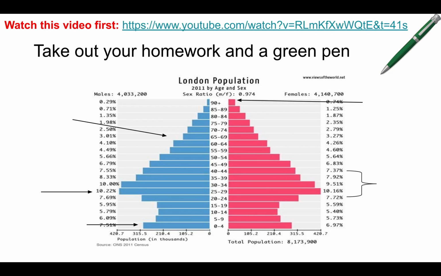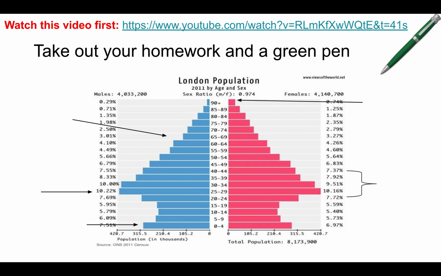So, this was your homework, okay? You had it either over the Easter break or you had it yesterday, okay, at the end of the lesson, but it's definitely on your Google Classrooms. You have a digital copy, and you should hopefully have a paper copy of this as well. And the homework task was to annotate this population pyramid.